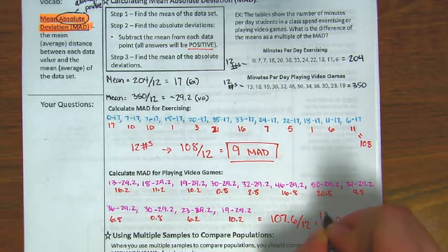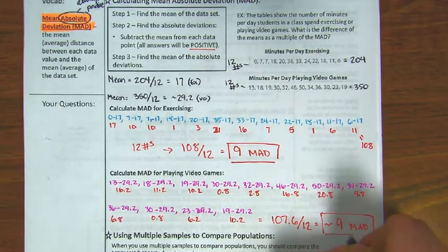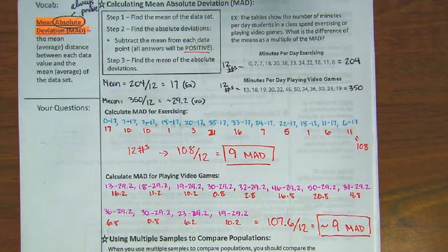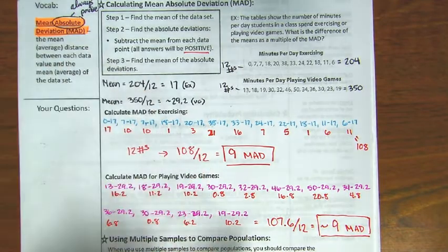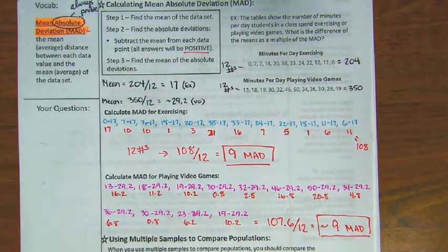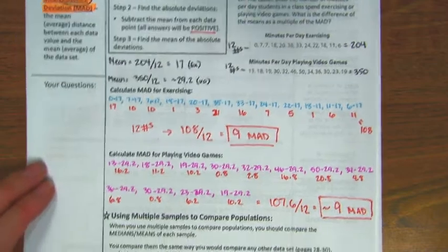So this one also has a MAD of 9. Okay, this one is exactly 9, and this one is approximately 9. So it's just like finding the mean, guys. You just have some extra steps that you have to do in between.